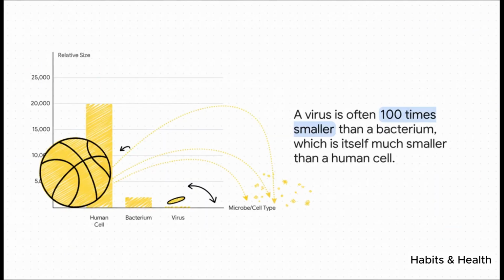And let's talk about size for a second, because the scale here is just mind-boggling. Seriously, imagine a human cell as the size of a basketball. Okay? A bacterium, next to it, would be about the size of a single grain of rice. And the virus? It would be a tiny speck of dust, often 100 times smaller than even that grain of rice. We are talking about completely different worlds of scale here.